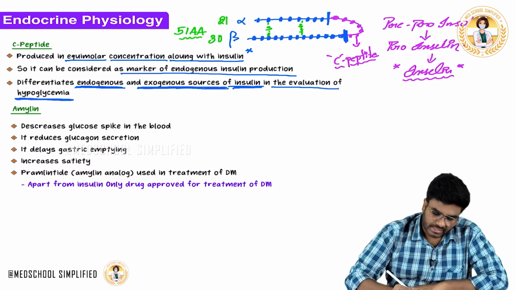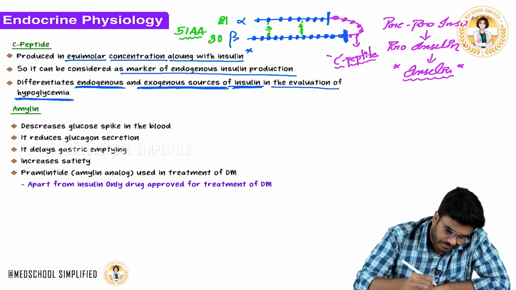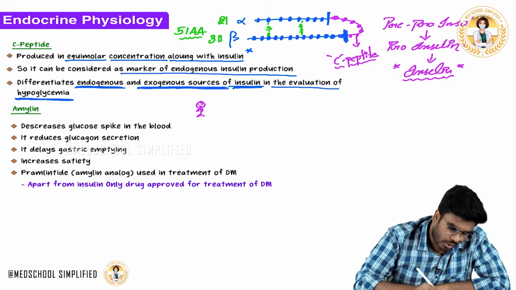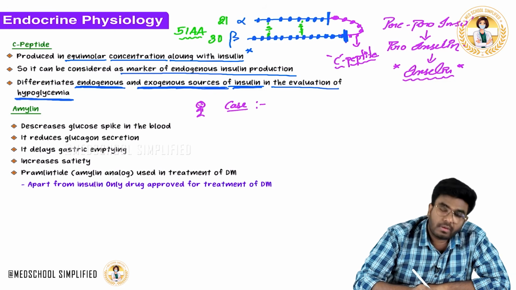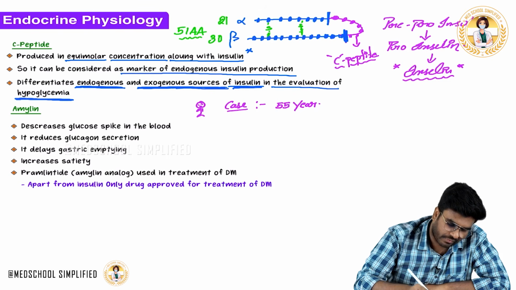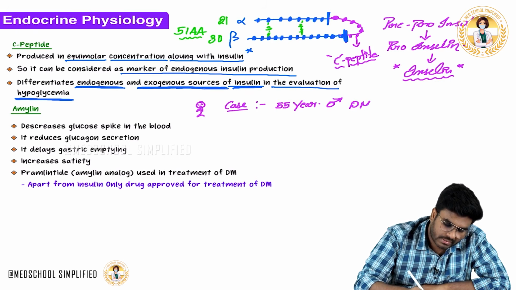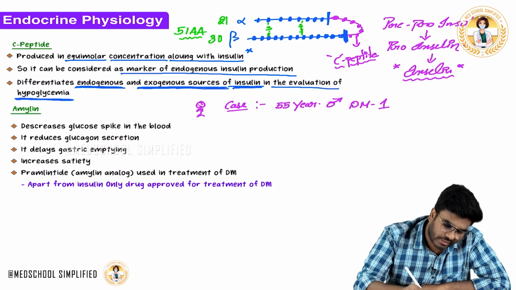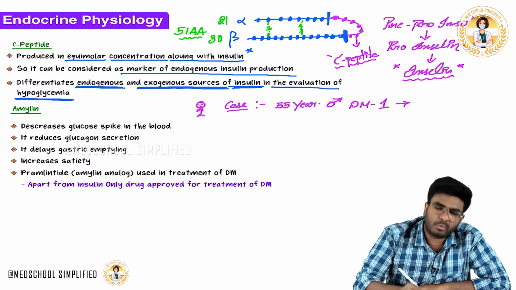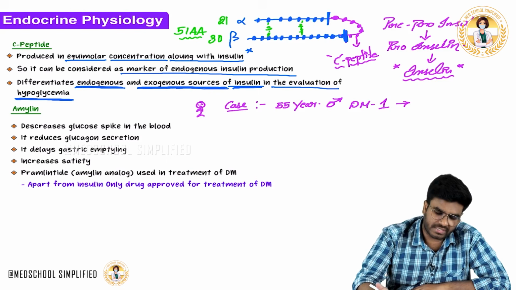In order to understand this, let's take a scenario. Imagine that you are sitting in the clinic, and you got a case. What is this case? A 55-year-old male patient, a known case of diabetes mellitus type 1. He presents to the clinic with lethargy. He is almost in an unconscious state.